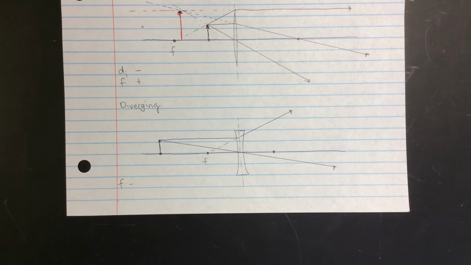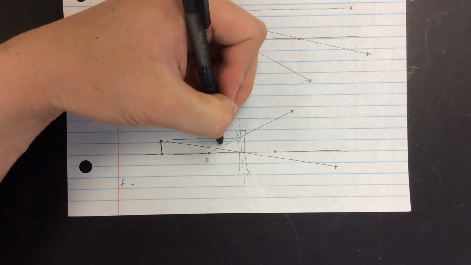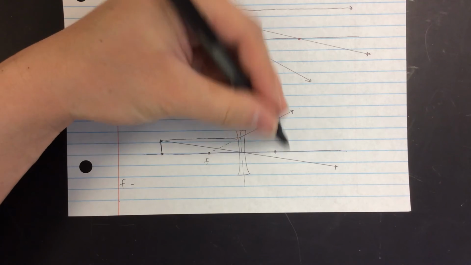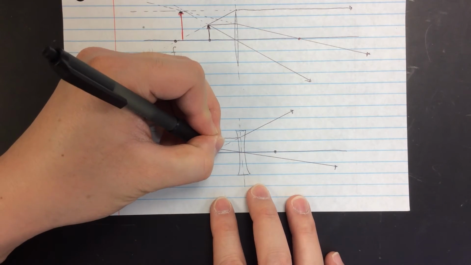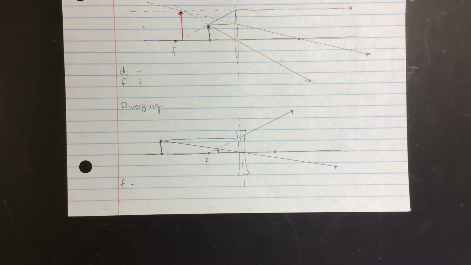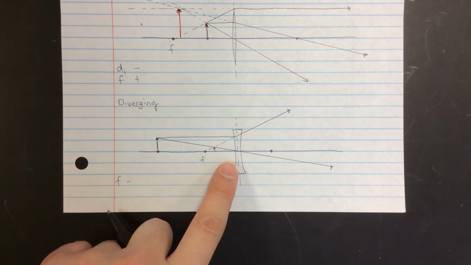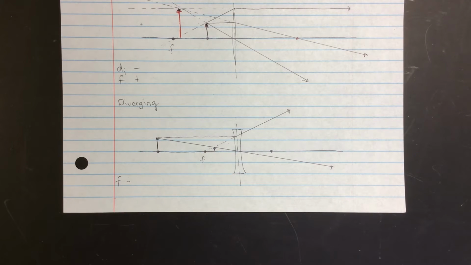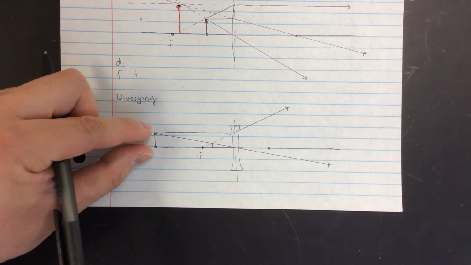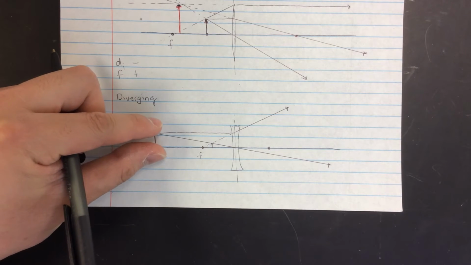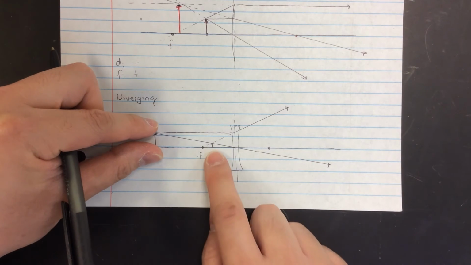Okay, so you can see where they cross, where it appears as if they're coming from. These are diverging, so you trace them back. And so this is your image. It's virtual, it's upright, it's closer, so it's smaller. And generally speaking, for a diverging lens, this will always be a virtual image.